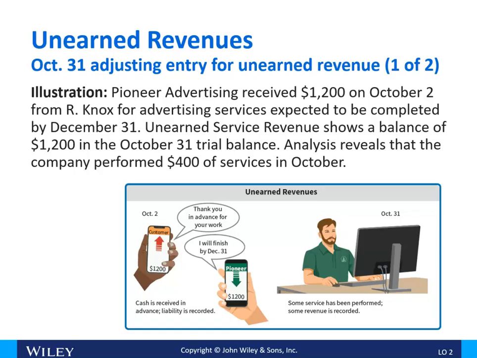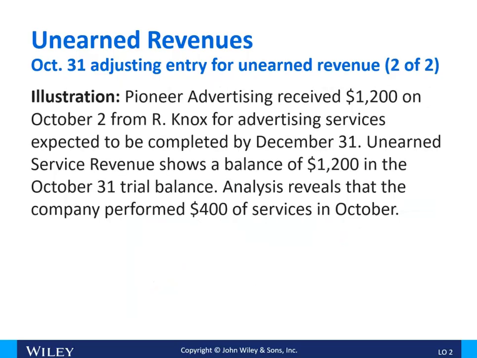Okay, so graphically we have this example. Customer pays $1,200 on October 2nd. Company says, we'll finish your advertising campaign or services that we're providing by December 31st. Cash is received, liability is recorded for Pioneer. During October, we've performed some services. We've completed some of that obligation, so we can recognize some of that revenue. In this case, we're saying that we can recognize $400 of revenue.